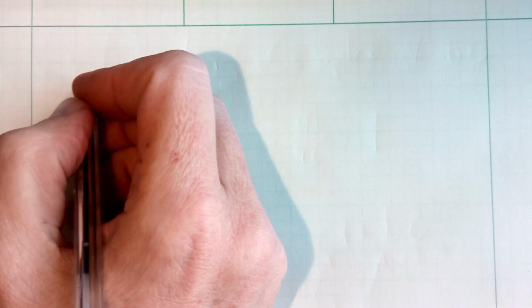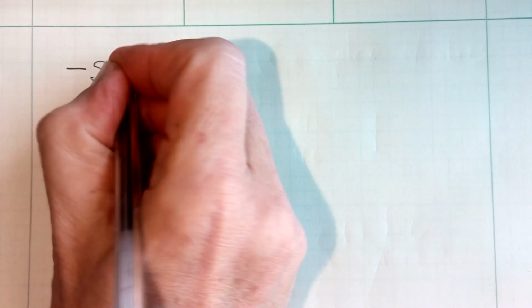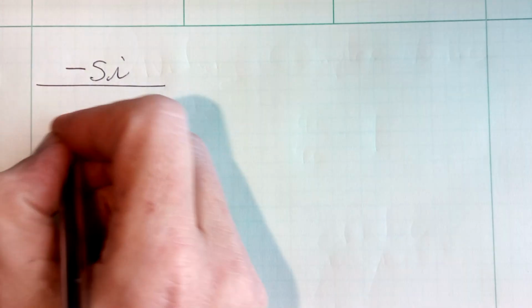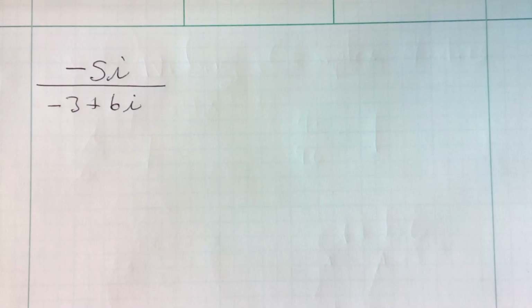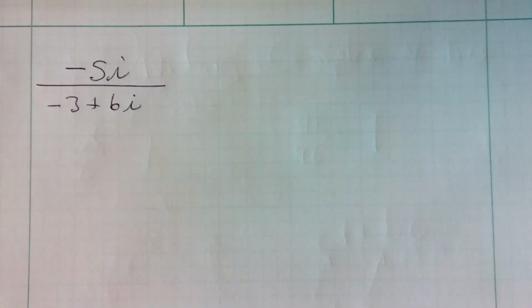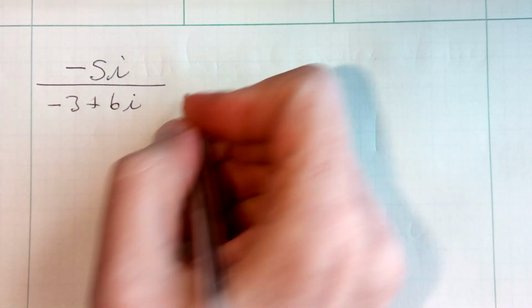Let's do another one. This time, though, I'm not going to do 1 in the numerator of my complex number. I'm going to do, let's do a negative, I don't care, 5i. And let's divide that by a negative 3 plus 6i. So again, the bottom of that complex number is a two-term expression, and it has an i involved. I want to get rid of it.